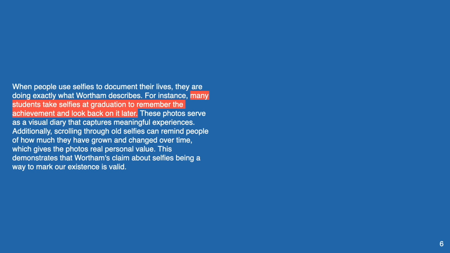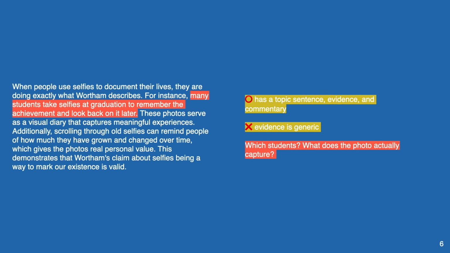Let's dissect the shorter version. It has a topic sentence, evidence, and commentary. Many students write paragraphs like this and think they've done enough. But look closer. The evidence is generic. Many students take selfies at graduation. Which students? What does the photo actually capture? Why are the selfies meaningful?